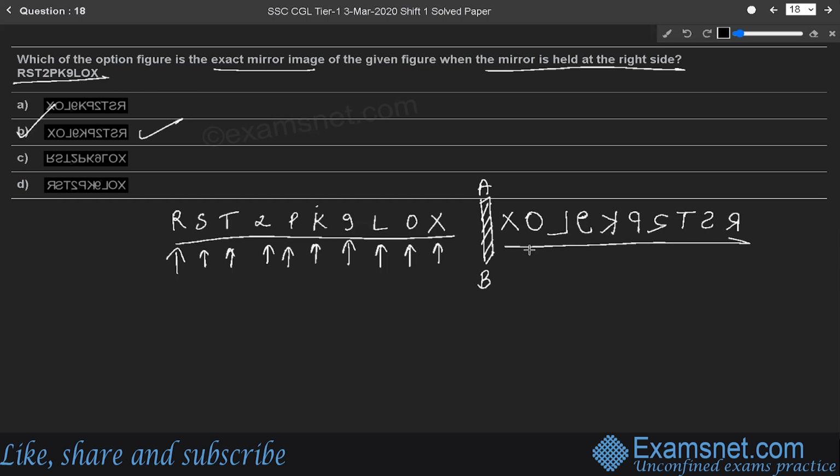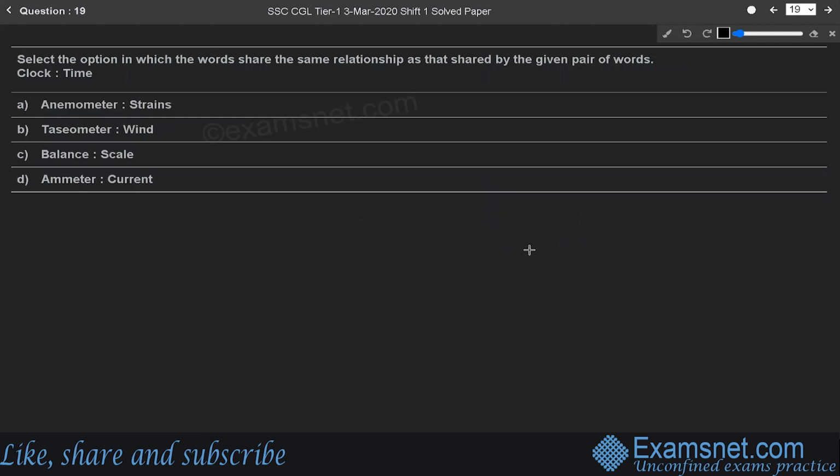And now moving on to the next question, which is: select the option in which the words share the same relationship as that shared by the given pair of words. The given pair of words is clock and time. How is clock related to time, or what is the basic relationship between clock and time? We know that a clock is a device that is used for measuring time, and it also indicates hours, minutes, and seconds. So both clock and time are related to each other.